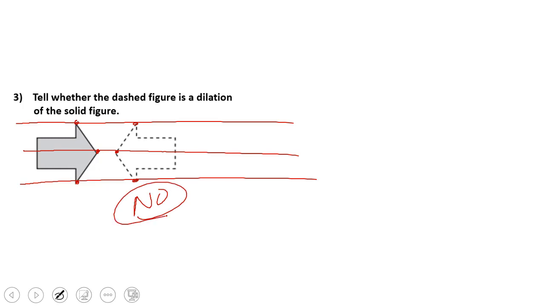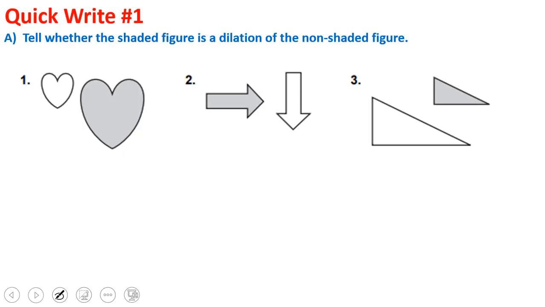Not a dilation. So, ladies and gentlemen, I did mispronounce that, and it's easy to do. This is called a dilation, and for some reason, we have a tendency to mispronounce it. So, ladies and gentlemen, your first quick write of the night.